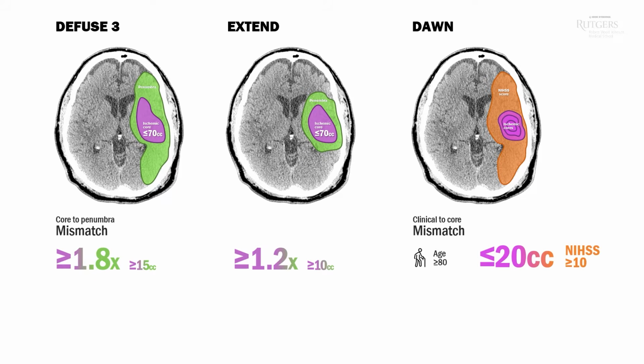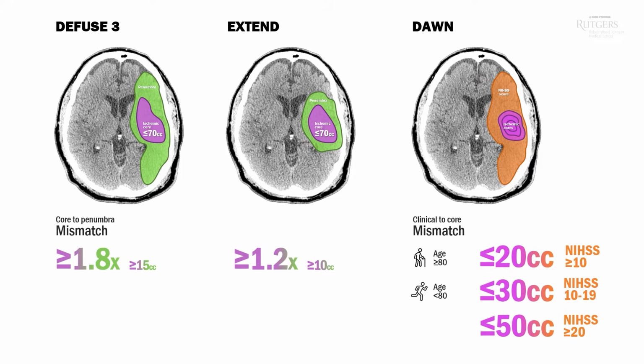For the very elderly patients, over the age of 80, intervention was offered to patients with a small core, at most 20 cc's, and moderate to severe clinical deficits, an NIH stroke scale score of at least 10. For patients under 80 years of age, a core of at most 30 cc's was allowed with moderate deficits, an NIH stroke scale score of 10 to 19, and a core of up to 50 cc's was allowed if the deficits were severe, an NIH stroke scale score of at least 20.